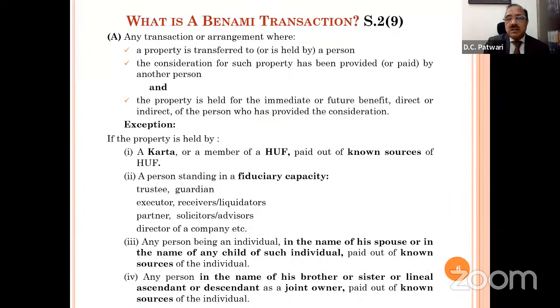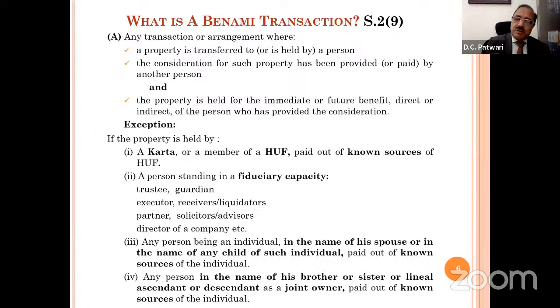So this is another aspect: the consideration for the purchase or holding of the property is paid by another person, and the property is held for the immediate or future benefit, direct or indirect, of the person who has provided the consideration. So there are 3 limbs of this. One is a property is transferred to a person A, the consideration of that is paid by another person, that is person B, and the property is held for the present or future benefit of the person who paid the consideration. Means if B has paid the consideration, then the property is held for the benefit of B. So the property is to be held for the benefit of the person who is paying.